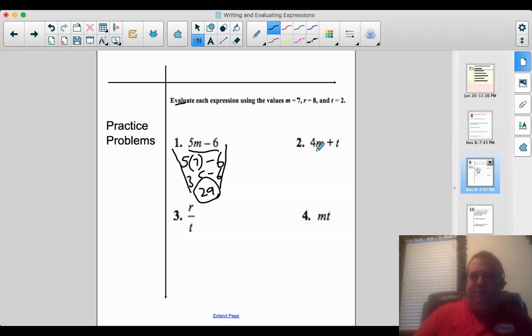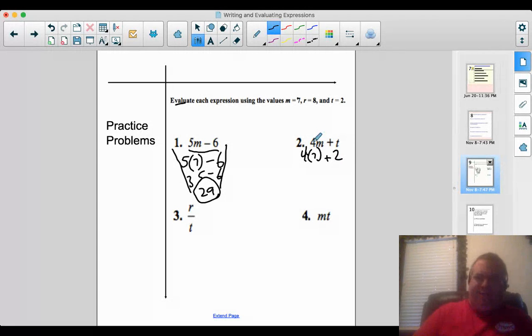All right, for number 2, it's got an m and a t, but that's okay. I know what each one of those are. Okay, so the 4 stays a 4. M I'm going to replace with a 7. And t, it says t is equal to 2, so I'm going to replace that with a 2. Okay, so I just replaced the letters, just plugged them in, replaced the letters with the numbers, and I'm going to do my order of operations.